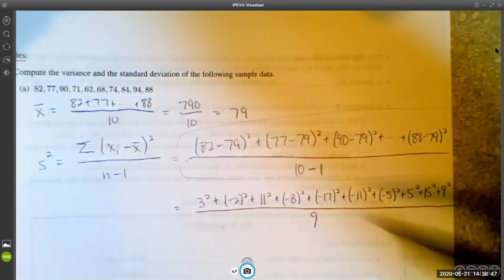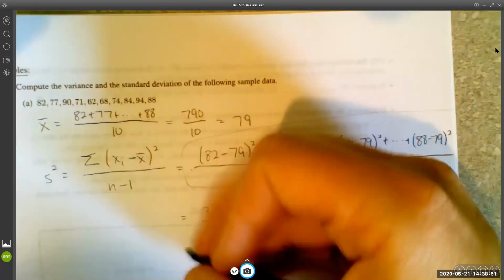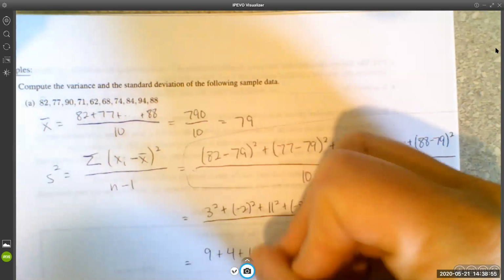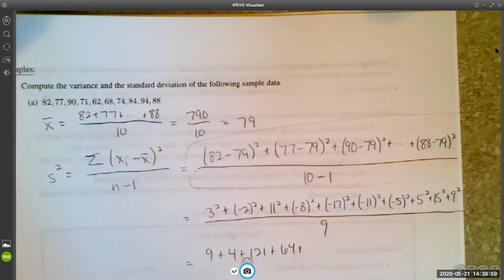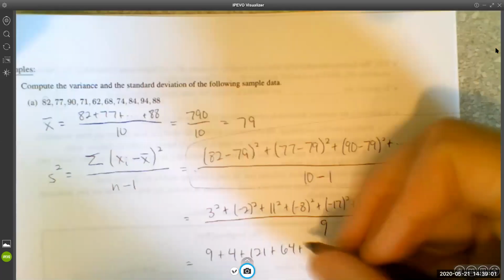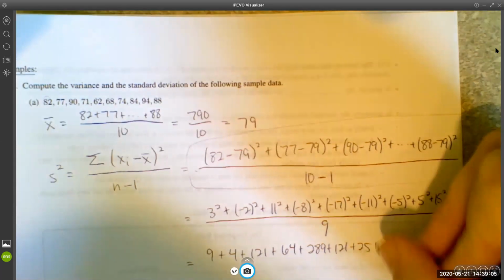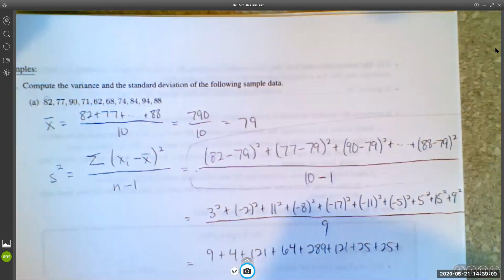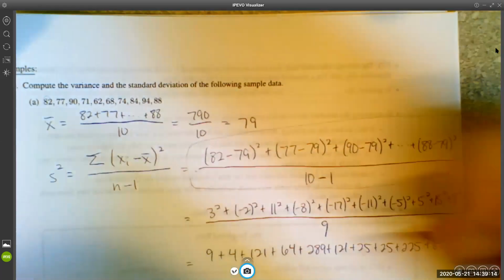Okay, I'm just going to do one more step here before I punch this into my calculator. So I know I've got 9 plus 4 plus 121 plus 64 plus 17 squared, 289 plus 121 plus 25 plus 25 plus 225, I think. Yeah, 225 plus 81 divided by 9.